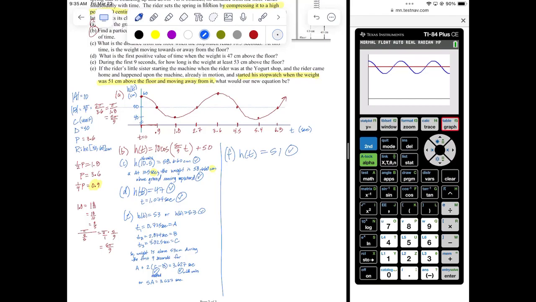Now, we have to look for a very specific 51. It has to be 51 feet above the floor, moving away from the floor, which means it has to be going what? Up or down? Up. Do you see any points of intersection on here where they intersect going up? I see two of them, don't you? Does it matter which one we use? It doesn't matter which one we use, okay? Because it doesn't say going up for the first or second. It's just going up. So he can time it on any cycle that he wants.